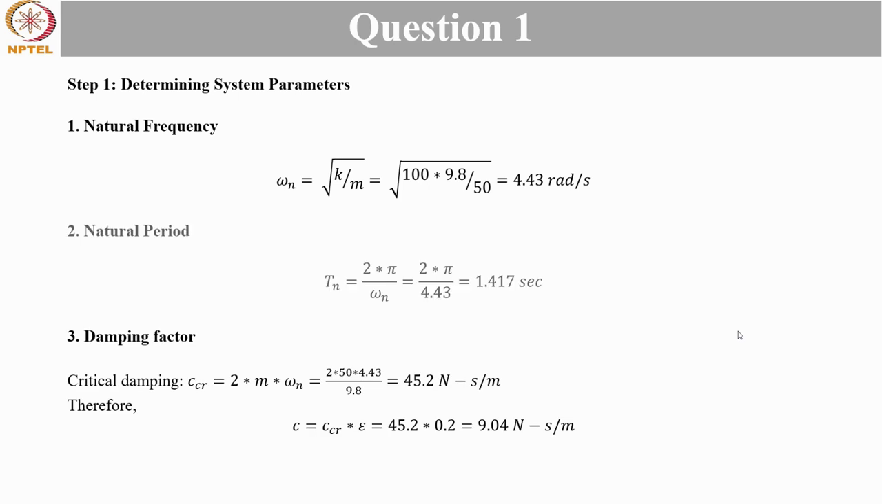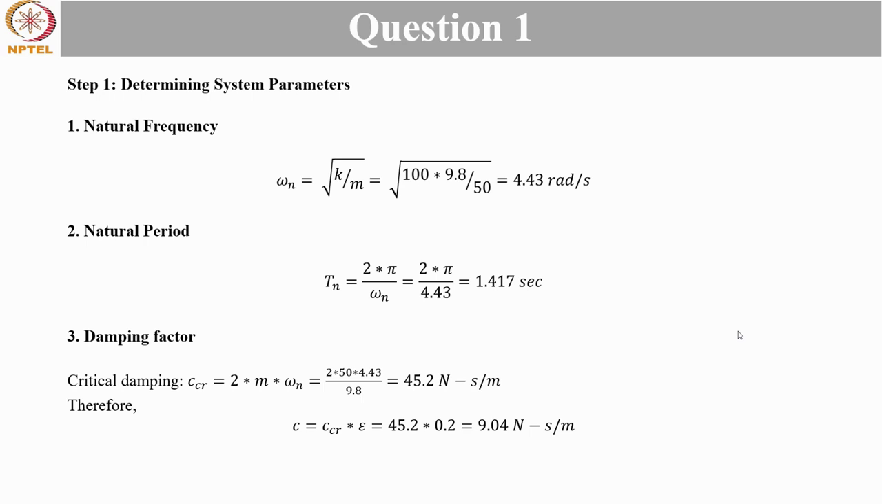Second is the natural period. We know the frequency, so the period will be 2 pi by omega. It will come out to be 1.4184 seconds. Why have we calculated the period here? Because we need to estimate the time step, and for the time step we will require the period. So according to the period, we'll set some time step and we'll see the response.